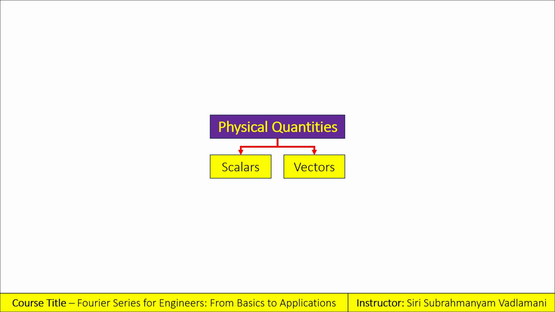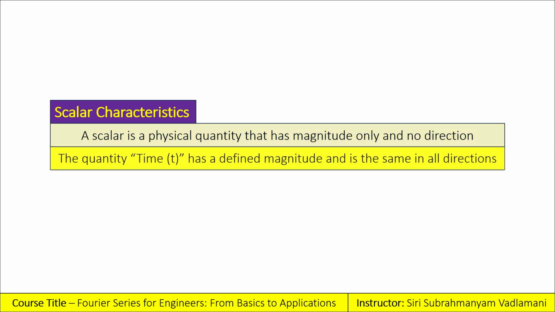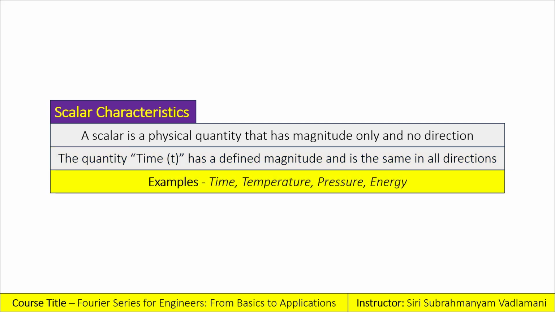Most physical quantities can be broadly classified into two types: scalars and vectors. A scalar is a physical quantity that has magnitude only and no direction. Mathematically, scalars are represented solely by their magnitude. For example, the quantity time has a defined magnitude represented as t and is the same in all the directions, indicating that it has no specific direction. Common examples of scalars include time, temperature, pressure, and energy.